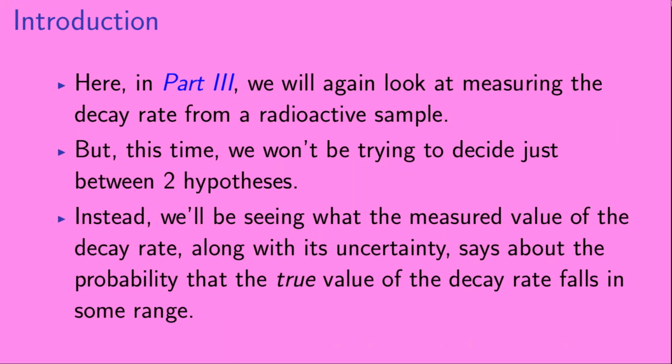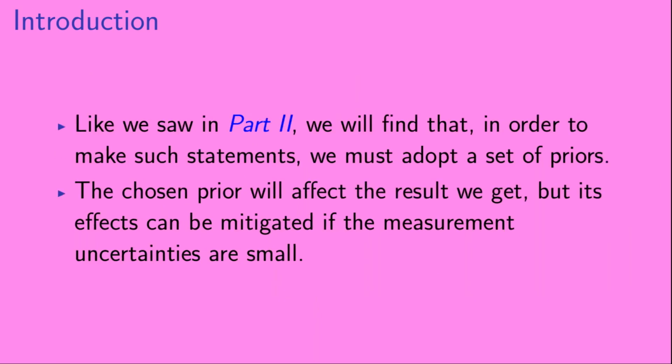Here, in part 3, we will again look at measuring the decay rate from a radioactive sample. But this time we won't be trying to decide just between two hypotheses. Instead, we'll be seeing what the measured value of the decay rate, along with its uncertainty, says about the probability that the true value of the decay rate falls in some range. Like we saw in part 2, we will find that in order to make such statements, we must adopt a set of priors. The chosen prior will affect the result we get, but its effects can be mitigated if the measurement uncertainties are small.